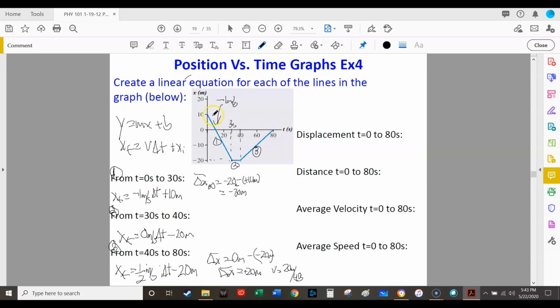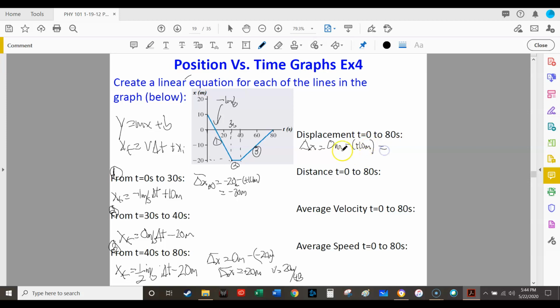So, what is the total displacement over the whole time, starting from 0 seconds to 80 seconds? Well, you started out at positive 10 meters, and you ended at the 0 meter mark. I'll write a little bit smaller so I can fit this in. The displacement is going to be: you ended at the 0 meter mark, and you started out at the positive 10 meter mark.